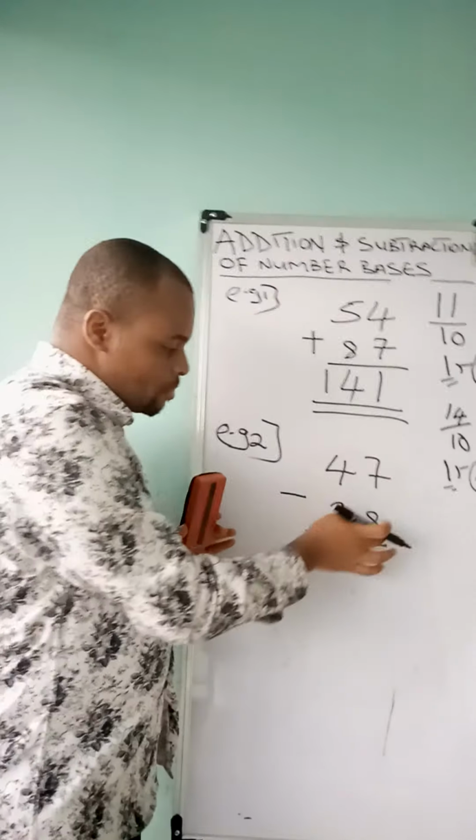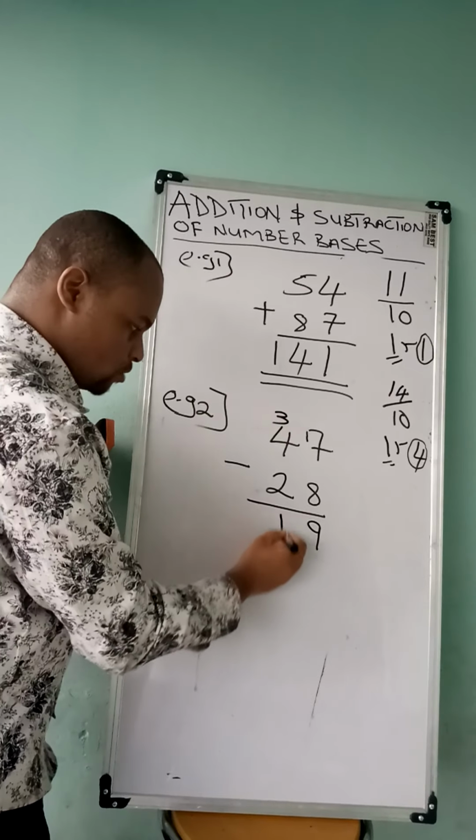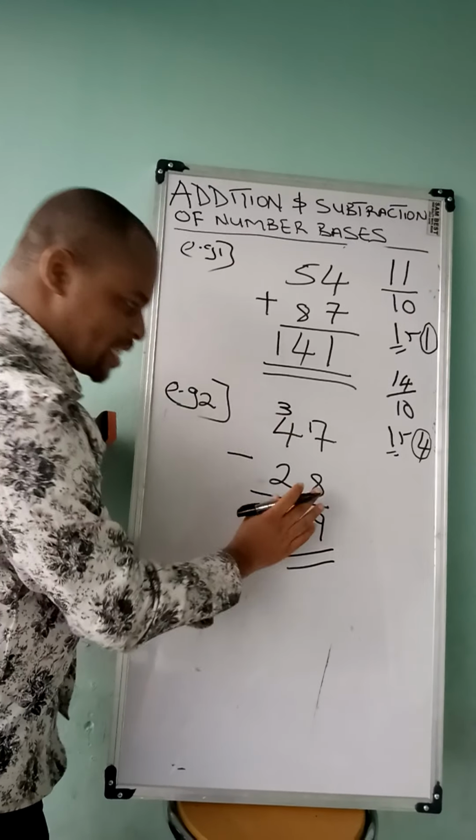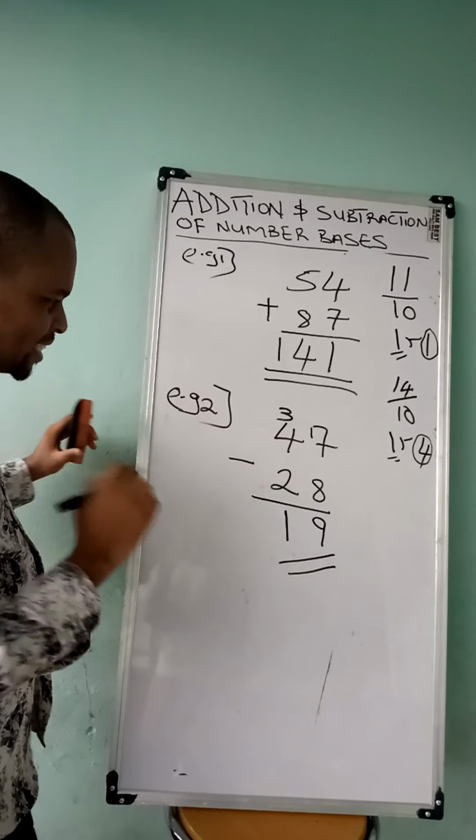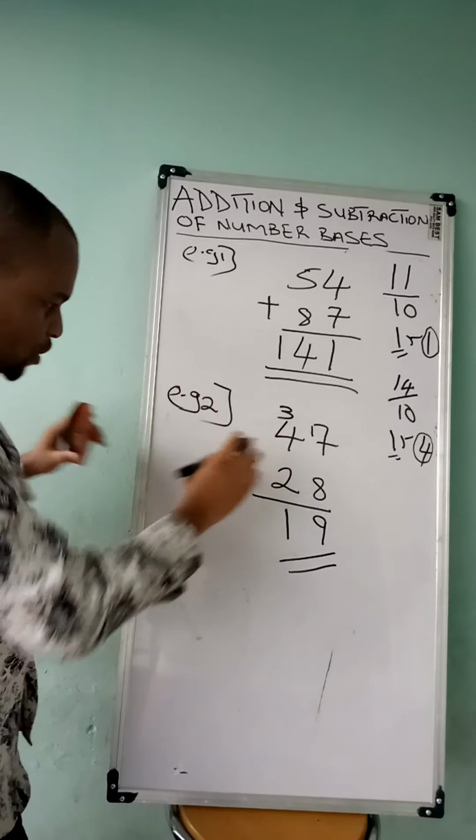Remember that we took 1 away from here. What is left here? We are left with 3 here. 3 minus 2 is what? 1. That is how we arrive at this. I'll take one more example for subtraction because that is where the trick is. For subtraction.